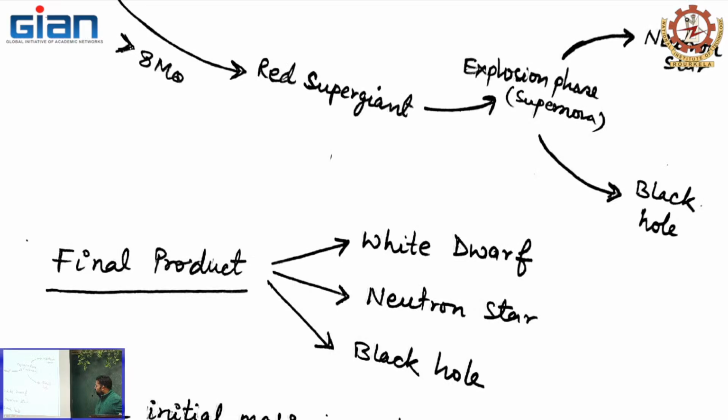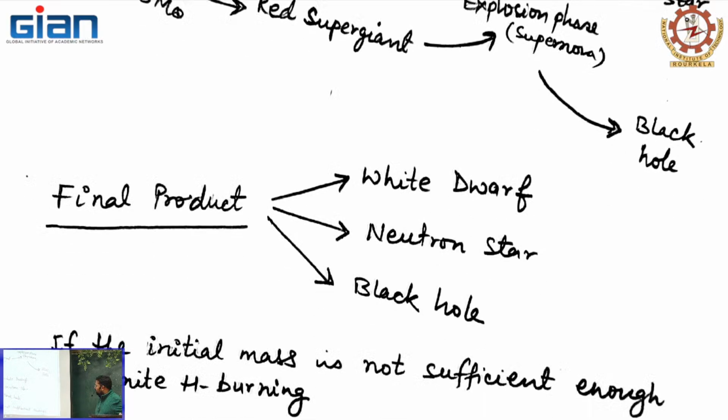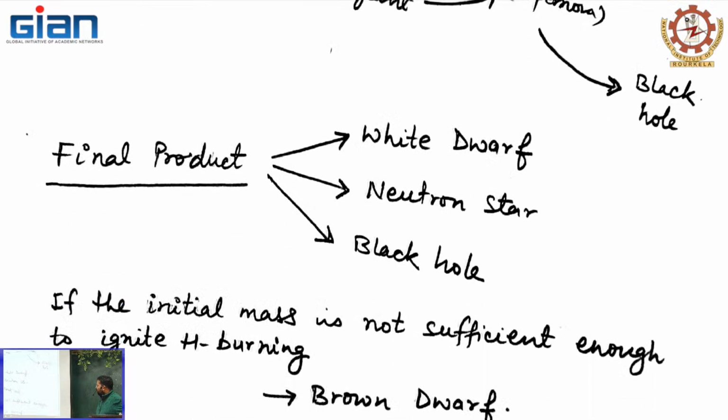So just to summarize, the final fate of the star is either it will become a white dwarf if the initial mass of the star is less than 8 solar masses. If it is in the range of 8 to 25 solar masses, it will become a neutron star, and if it is more than 25 solar masses, it will become a black hole. Okay, so this is the general picture we have in stellar evolution.